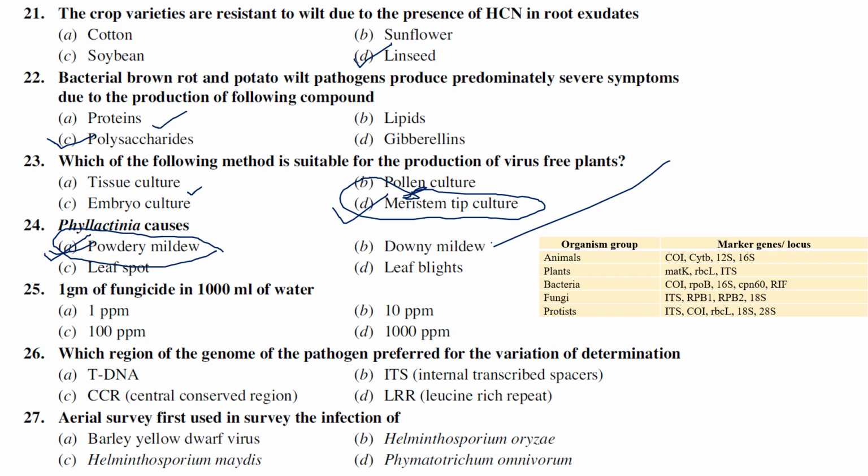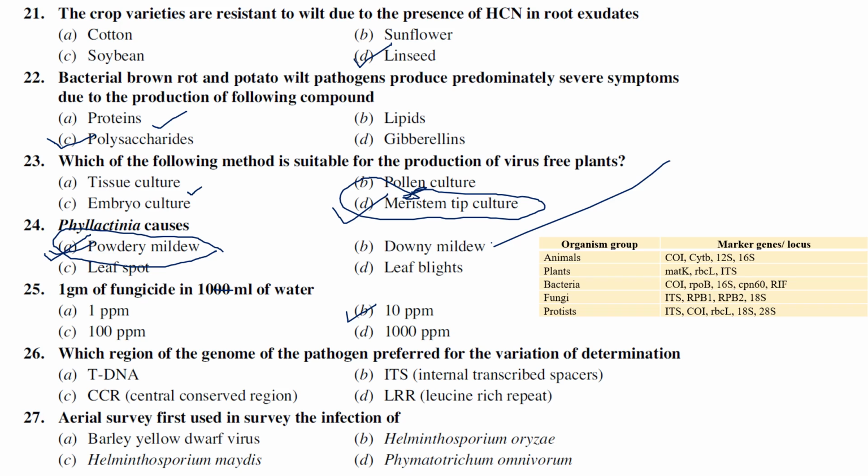Then 1 gram of fungicide in 1 liter of water equals probably 10 ppm. So it will come to 1 gram of fungicide in 1000 ml of water. 1 liter of water is known as, generally it comes to 1000 ppm.